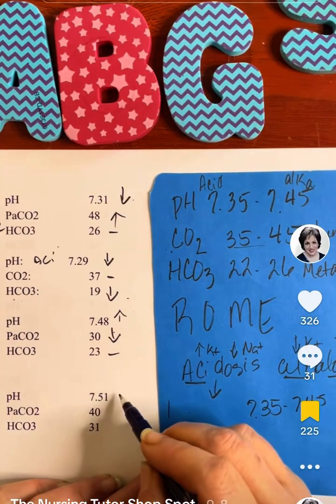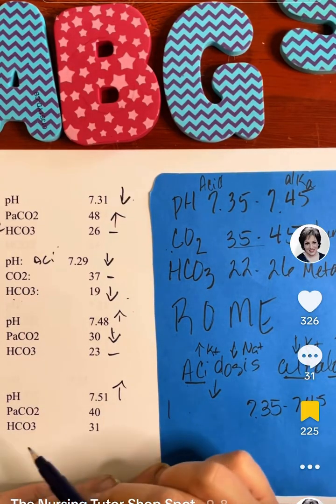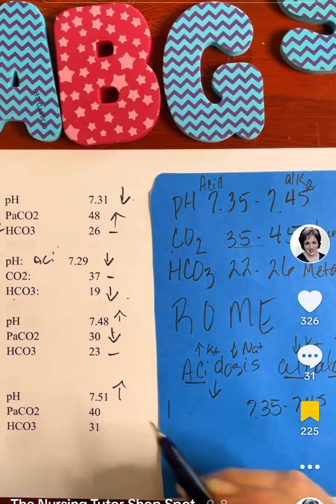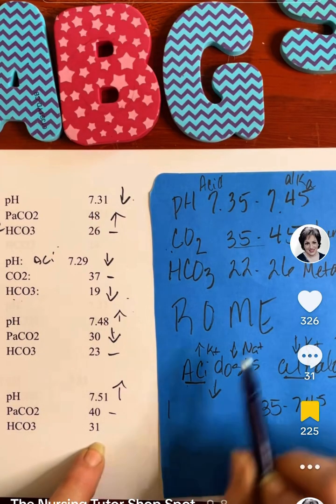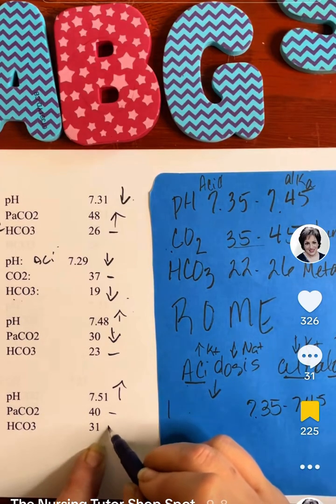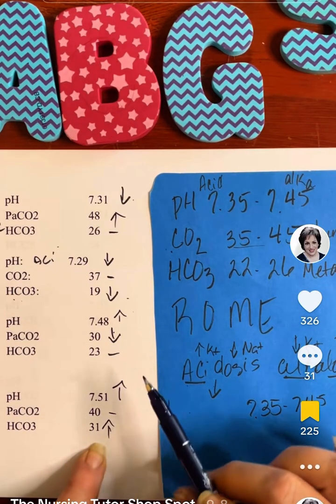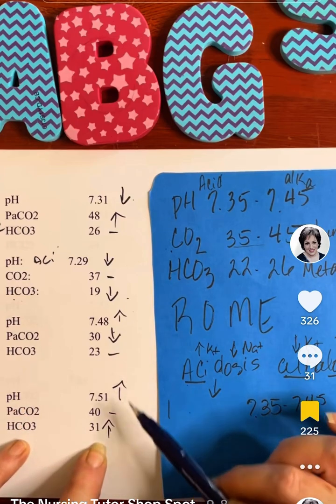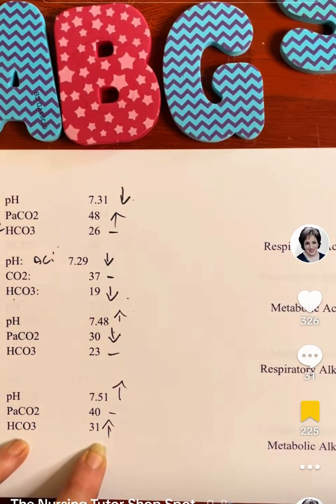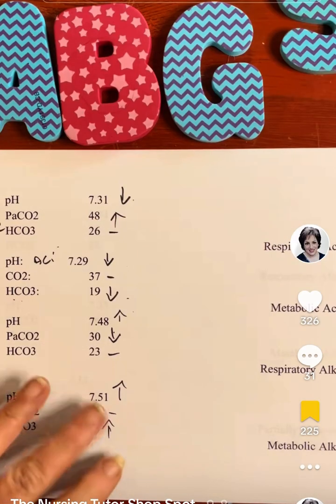The pH is 7.45, that's up. The CO2 is 40, that's cool. And the bicarb is 31. What have you been doing? So the pH tells me alkalosis. The bicarb going the same direction tells me it's metabolic alkalosis.